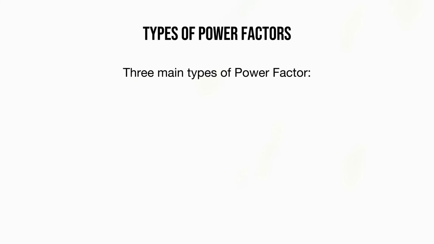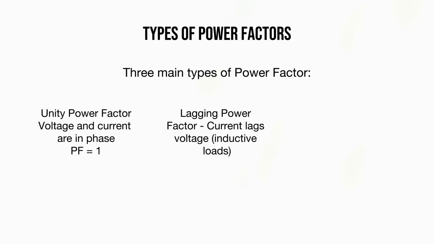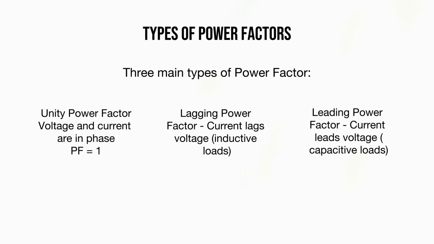There are three main types of power factor. The first is unity power factor, where voltage and current are perfectly in phase and the power factor is equal to 1. The second type is lagging power factor. This occurs in inductive circuits, such as circuits containing motors or transformers, where the current lags behind the voltage. The third type is leading power factor. This occurs in capacitive circuits where the current leads the voltage.